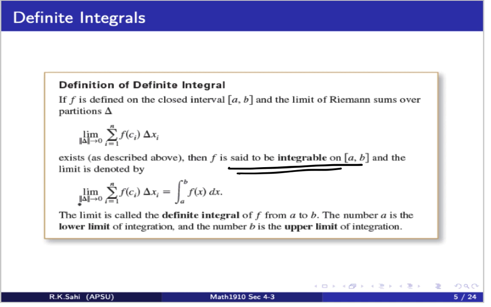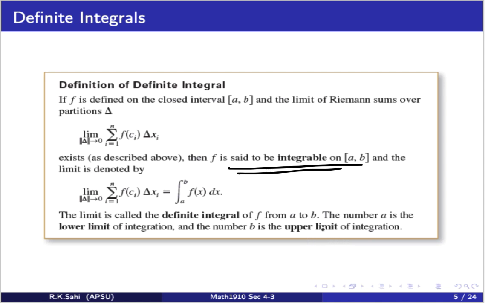So the limit is, the norm of these partitions approaches 0. That means we have a very large number of rectangles, then the summation of f of ci delta xi is nothing but the definite integral from a to b of f of x dx. This limit is called the definite integral. This limit has to exist, remember. And the number a is called the lower limit of the integration. The number b is called the upper limit of the integration.